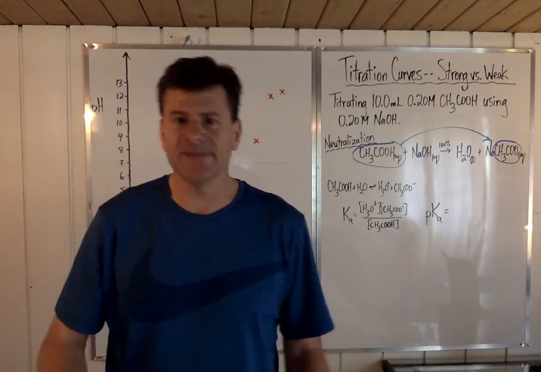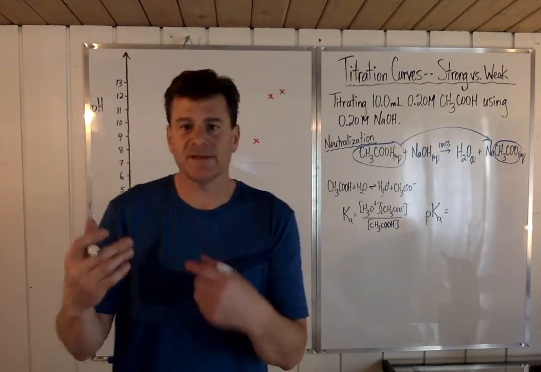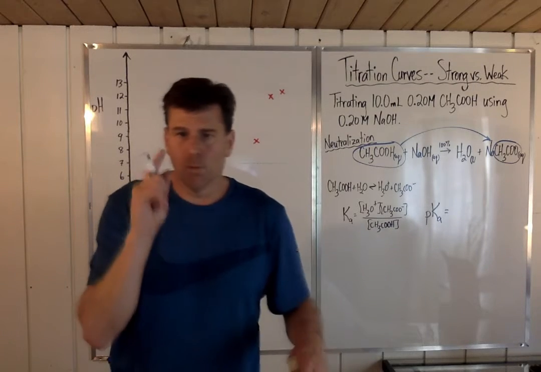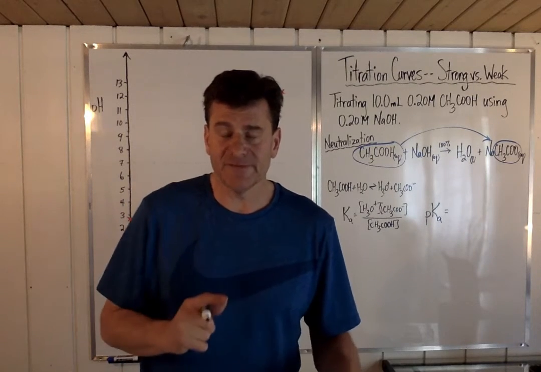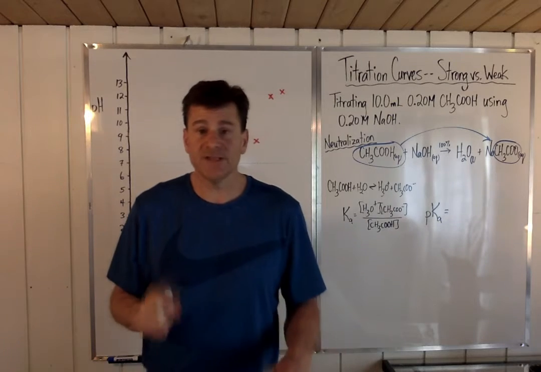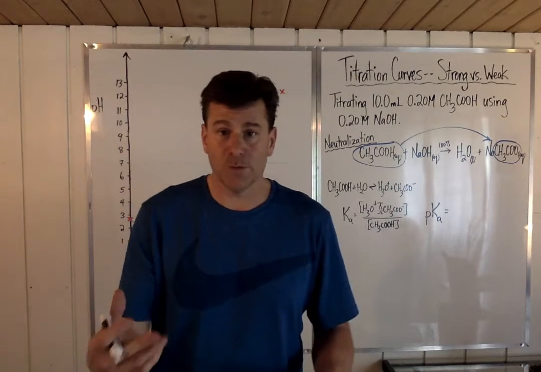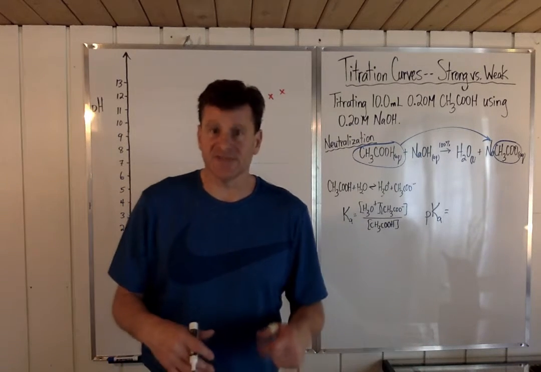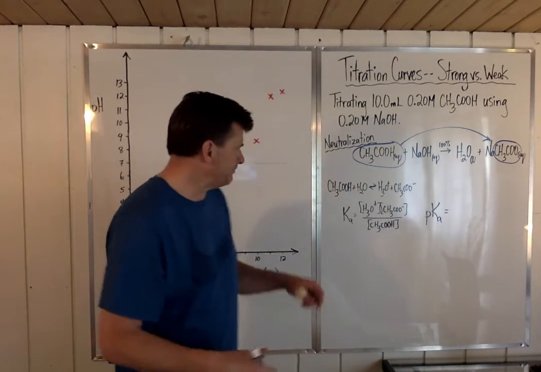pKa of the acid. In this case, it was acetic acid. So if you take the negative log of the Ka of acetic acid, 1.8 times 10 to the negative 5 is its Ka at 25 degrees. You negative log that, and you get 4.74. So that's the pKa of acetic acid: 4.74 at 25 degrees.